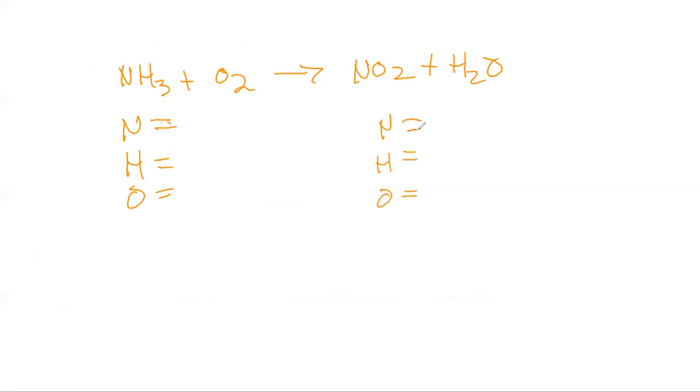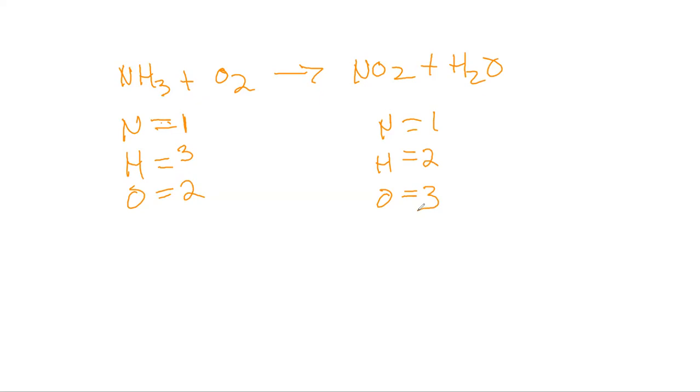If you don't have the same elements on either side, then you don't even have to worry about balancing. It means that your reaction is wrong to begin with, because there's no way to balance something if you don't have the same elements. So on my left, I have one nitrogen so far. I have three hydrogens and two oxygens. On my right, I have one nitrogen, I have two hydrogens, and I have three oxygens.